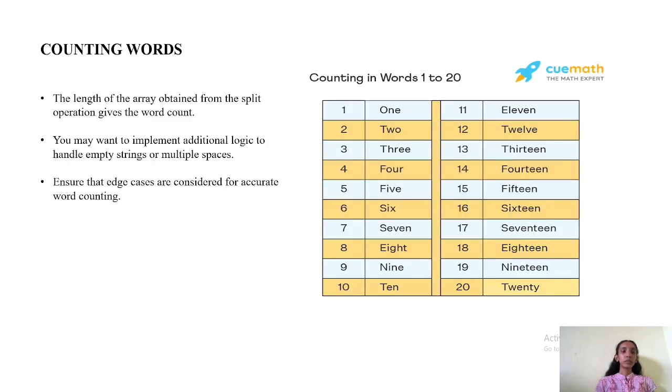And let's begin to count the words. Here I have taken counting words from 1 to 20. The length of the array obtained from the split operation gives the word count. You may want to implement additional logic to handle empty strings or multiple spaces, and then ensure that edge cases are considered for accurate word counting.